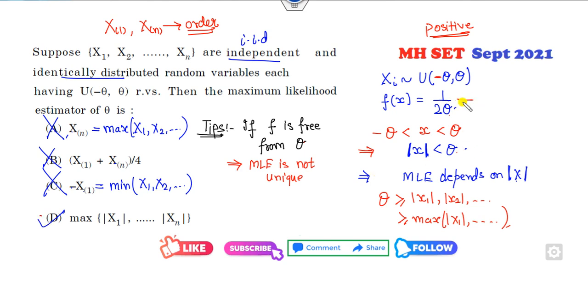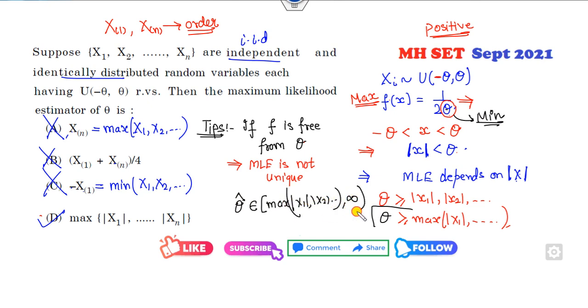Moreover, you can see from here your target is to maximize this f. When will it be maximum? Because it's a denominator component, it must be minimum. So what is the minimum value from this interval? The MLE lies between the maximum of x1, x2 and so on, comma infinity. Now since we need a minimum value, this is my minimum, so the right answer is here.